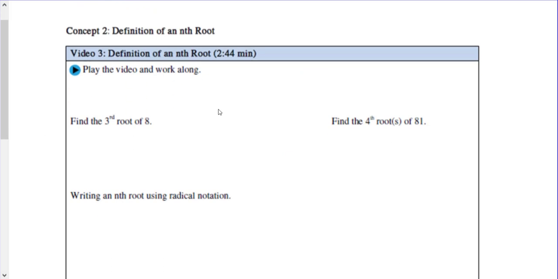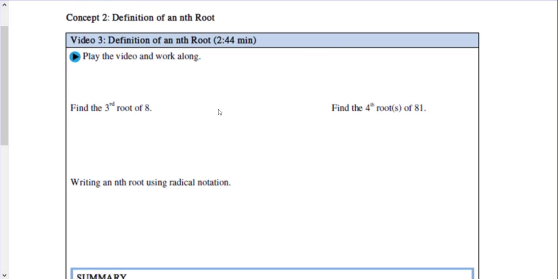All right, find the third root of 8. So here's some different roots, and here's where that perfect root page is going to come in handy. The third root of 8. So if I'm going to write that, that looks like that. I need to think about what number times itself again gives me an 8. Well, 2 times 2 times 2 would give me an 8. So the third root of 8 is equal to 2.